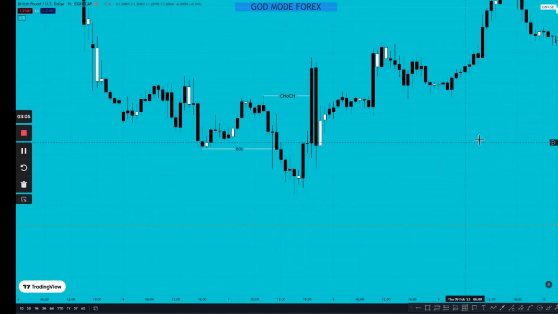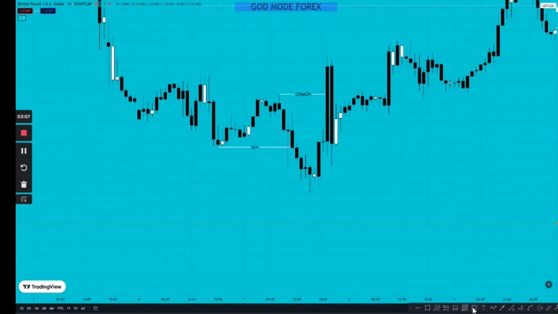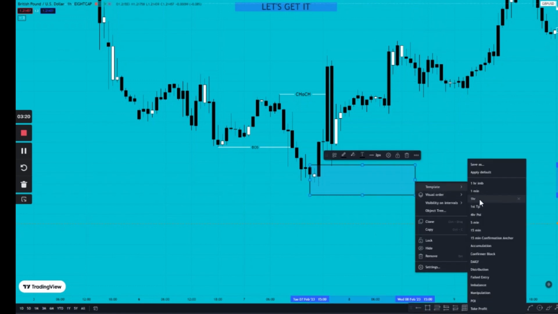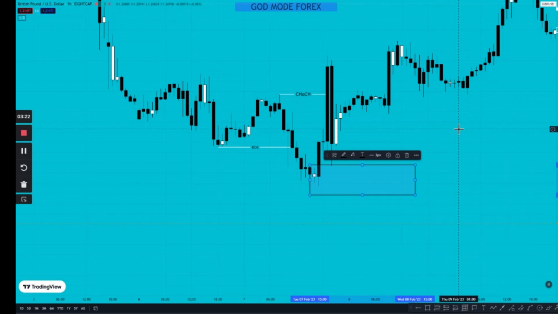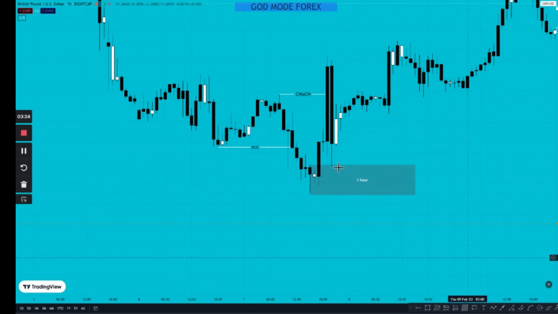With a change of character already seen, what do we do? We then go to our extreme 1 hour order block, and this is where we found it. Let me mark it out. After we saw this extreme 1 hour order block, we waited for the market to come back down. As you can see, in the next candle, the next hour, it came and tapped into our 1 hour order block. Now we were looking for a confirmation entry.